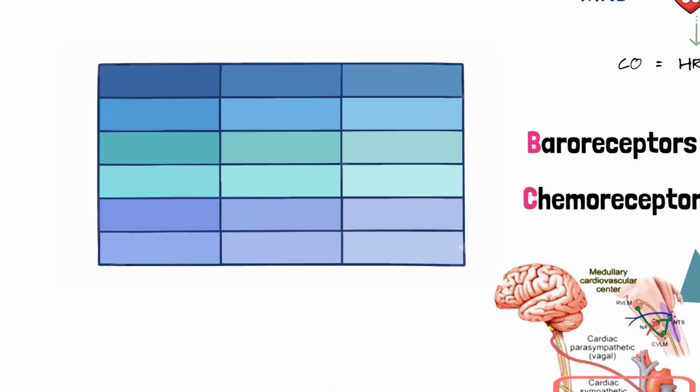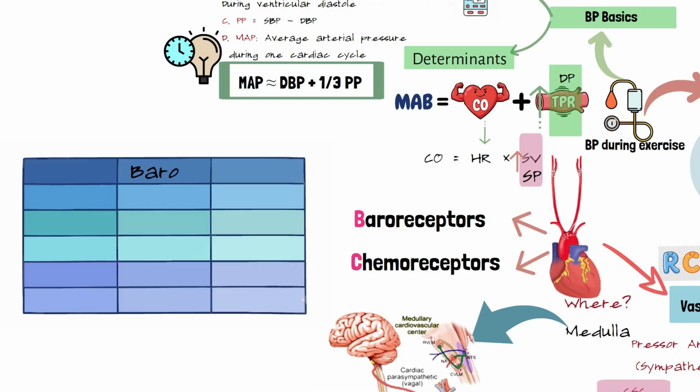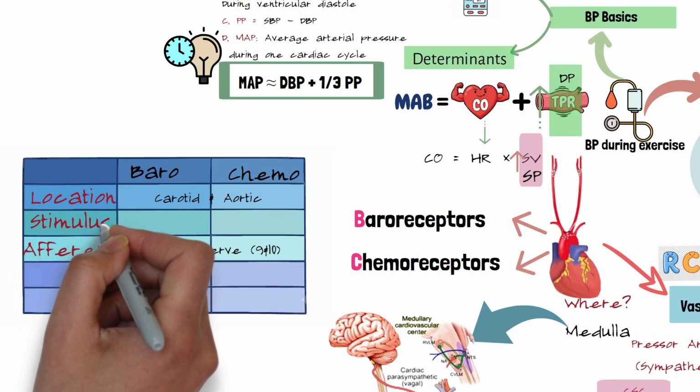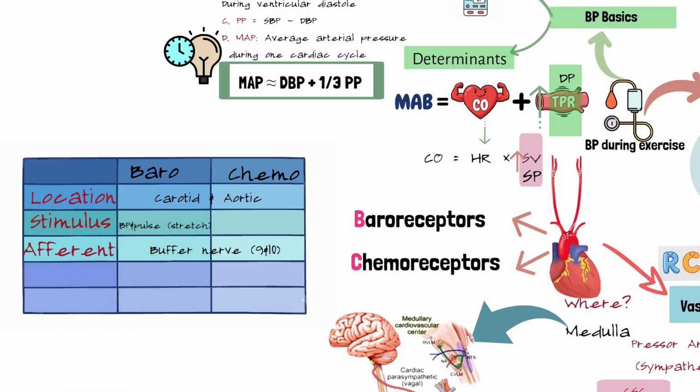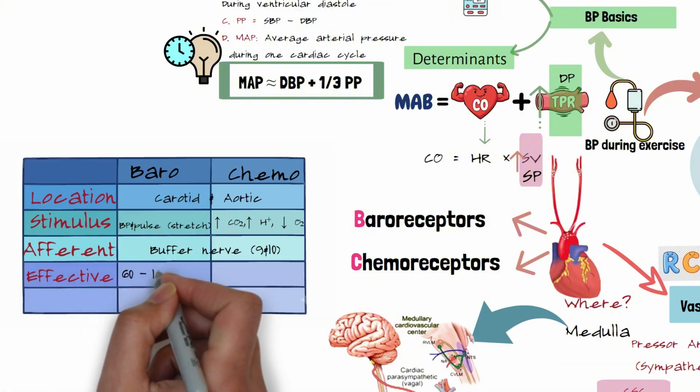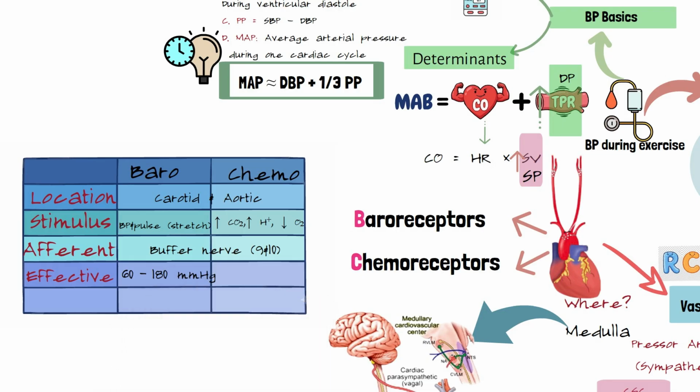Starting with the location, both are located in the carotid and the aorta, but remember the carotid sinus and aortic arch for the baroreceptors, and the peripheral carotid and aortic body for the chemoreceptors. Regarding the afferent nerves, both send a buffering nerve to the vasomotor center, nerves 9 and 10. Regarding the stimuli, the baroreceptor responds to stretch, thus changes in the blood pressure and pulse, while the peripheral chemoreceptor responds to chemical changes such as increased carbon dioxide, hydrogen, and decreased oxygen.